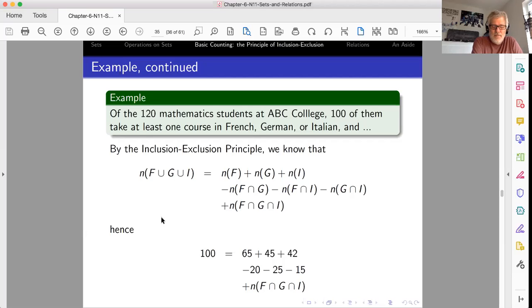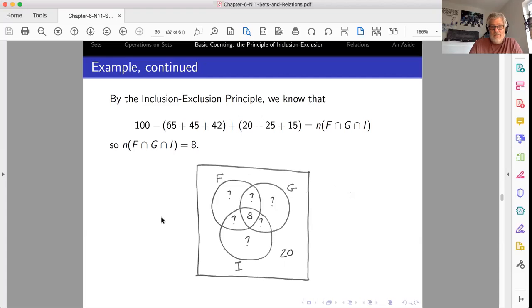So I've got my equality. And you see that the only unknown in there is the number of elements in F intersect G intersect I. So I can just solve for it, right? Simple arithmetic here. You just solve for that and you find that it's 8. Okay, so I found my first unknown, which is right here, which is 8.